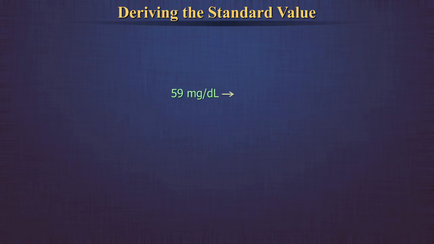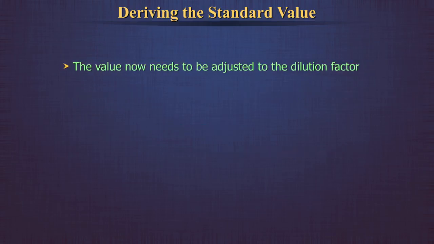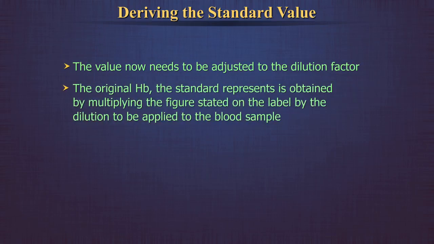We have to convert this into gram per deciliter as that is the unit we are reporting in. To do this, we divide 59 milligrams per deciliter by 1000, which is equal to 0.059 gram per deciliter. The value now needs to be adjusted to the dilution factor. The original hemoglobin the standard represents is obtained by multiplying the figure stated on the label by the dilution to be applied to the blood sample.